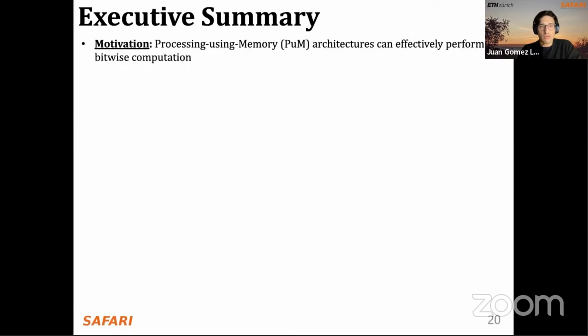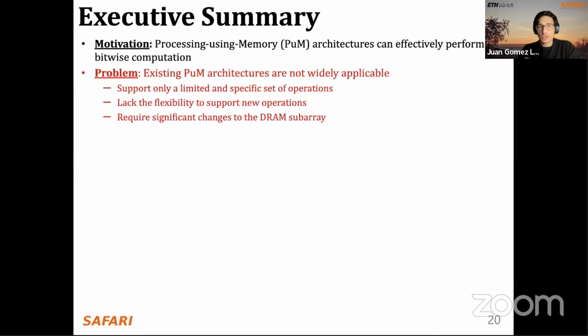Let's start with a quick executive summary. As I just said, and you already know, processing using memory architectures can effectively perform bulk bitwise operations, bulk bitwise computation. This includes a row copy and also includes logic operations like AND, OR, and NOT. But these architectures are not widely applicable because they only support a very limited set of operations. They lack flexibility to support new operations. And in the cases where we have seen more complex operations, they have required significant changes to the DRAM subarray.